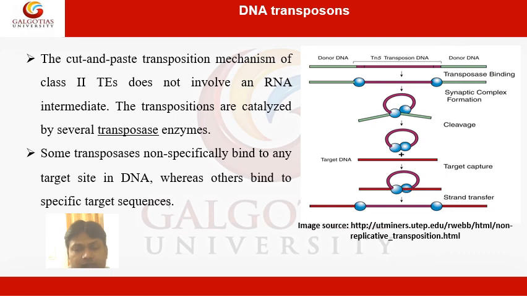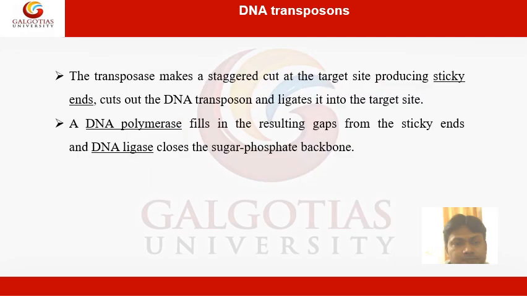The transposase makes a staggered cut at the target site, producing sticky ends, cuts out the DNA transposon and ligates it into the target site. A DNA polymerase fills in the resulting gaps from the sticky ends, and the DNA ligase closes the sugar-phosphate backbone.